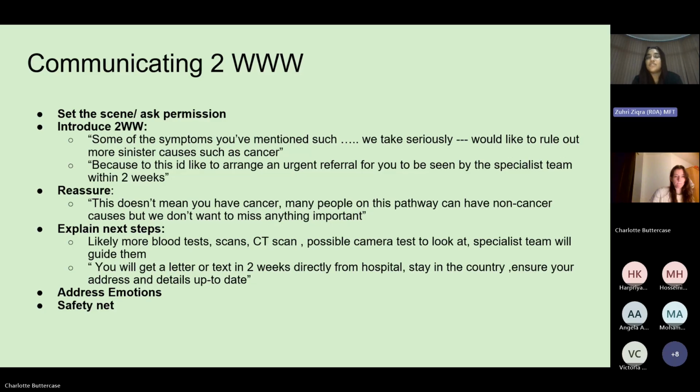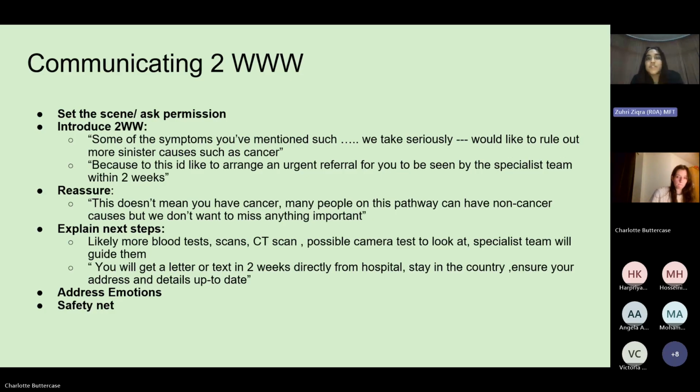Main thing is reassure them. It doesn't mean that they have cancer. It just means a lot of people on this pathway can have non-cancerous causes. Explain the other next steps, blood tests, they could potentially have some other scans. And then just in terms of logistics, they'll get a letter or text within 2 weeks, stay in the country, make sure their address and details are up to date, essentially. And then always safety net them as well.